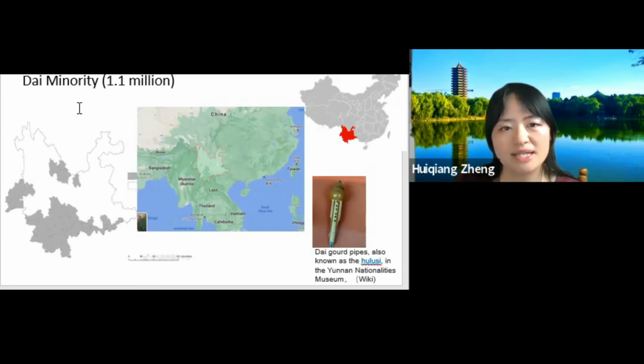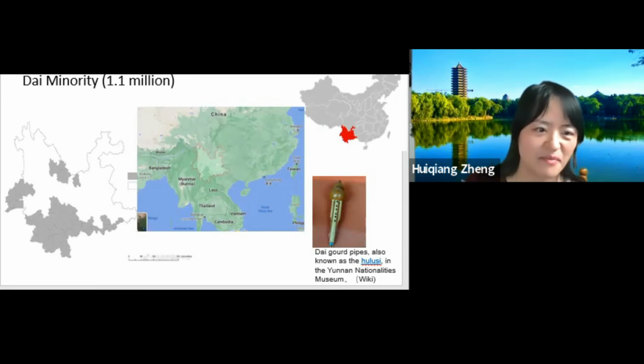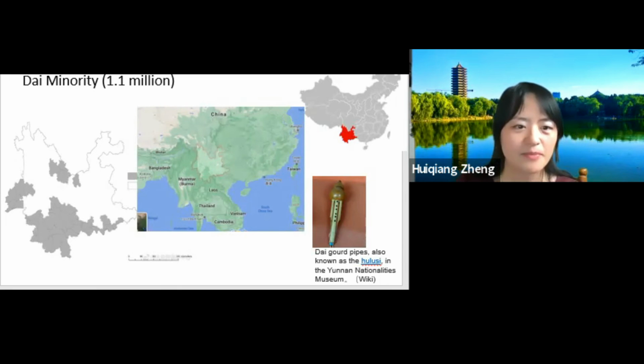The religion of the Dai people is Buddhism. And the most important festival for the Dai people, maybe you have heard of it, is the Water Splashing Festival, which is in April every year. It's a good opportunity for people to make others wet. Some people like it, but others don't.